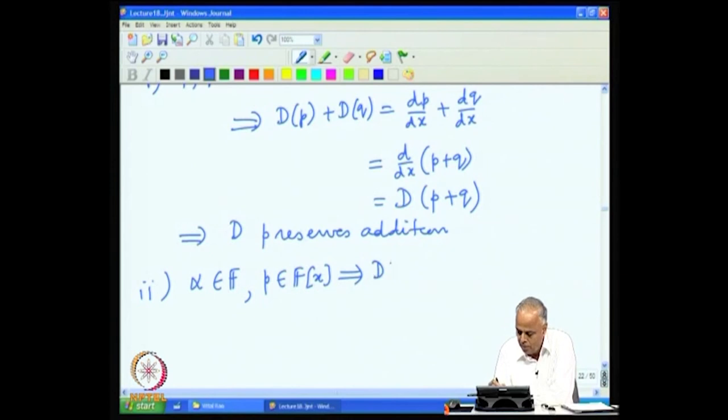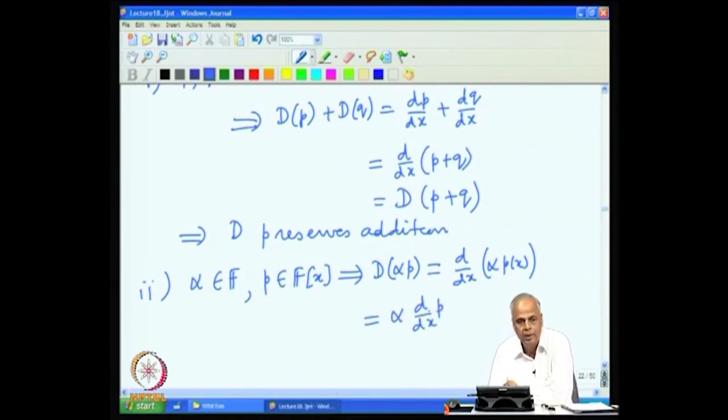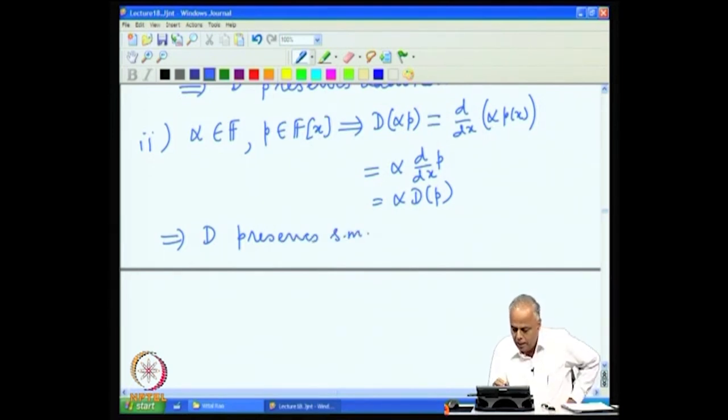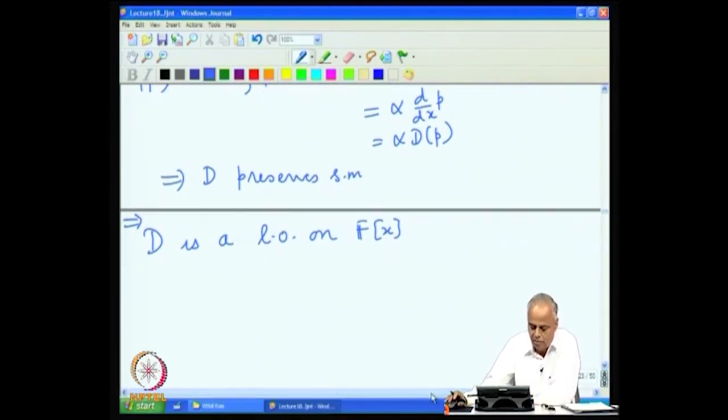we have D of alpha P, by definition this should be d/dx of alpha P(x), but we know the derivative of a constant times a function, the constant can be pulled out. So, this will be alpha d/dx of P, but d/dx of P is just D of P, and therefore, we have D of alpha P is alpha D of P, and hence D preserves scalar multiplication. And thus, we have D preserves addition and scalar multiplication. It is a transformation from F[x] to F[x]. So, all these put together give that D is a linear operator on F[x]. So, thus the differentiation operator is a linear operator on the space of all polynomials.